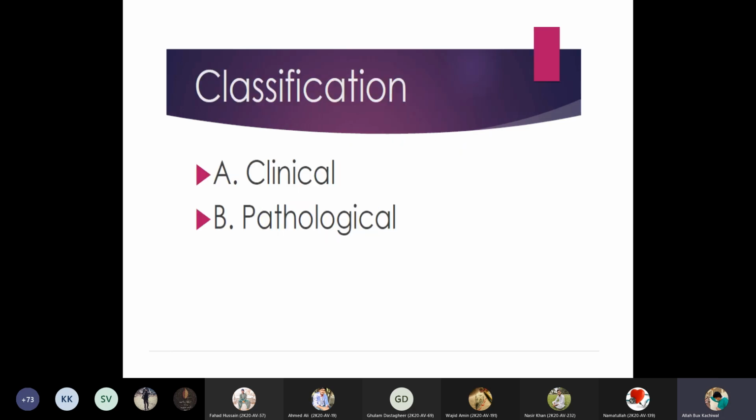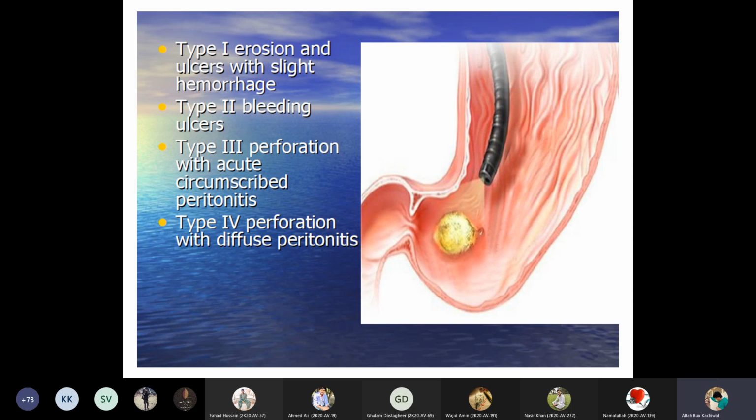So there is a classification of ulcerative wounds: one is clinical, the other is pathological. Type 1 is erosion and ulcers with a slight hemorrhage, type 2 is bleeding ulcers, type 3 is a perforation with acute circumscribed peritonitis, and type 4 is a perforation with diffuse peritonitis. Whenever there is a gastric ulcer, it may have four types.